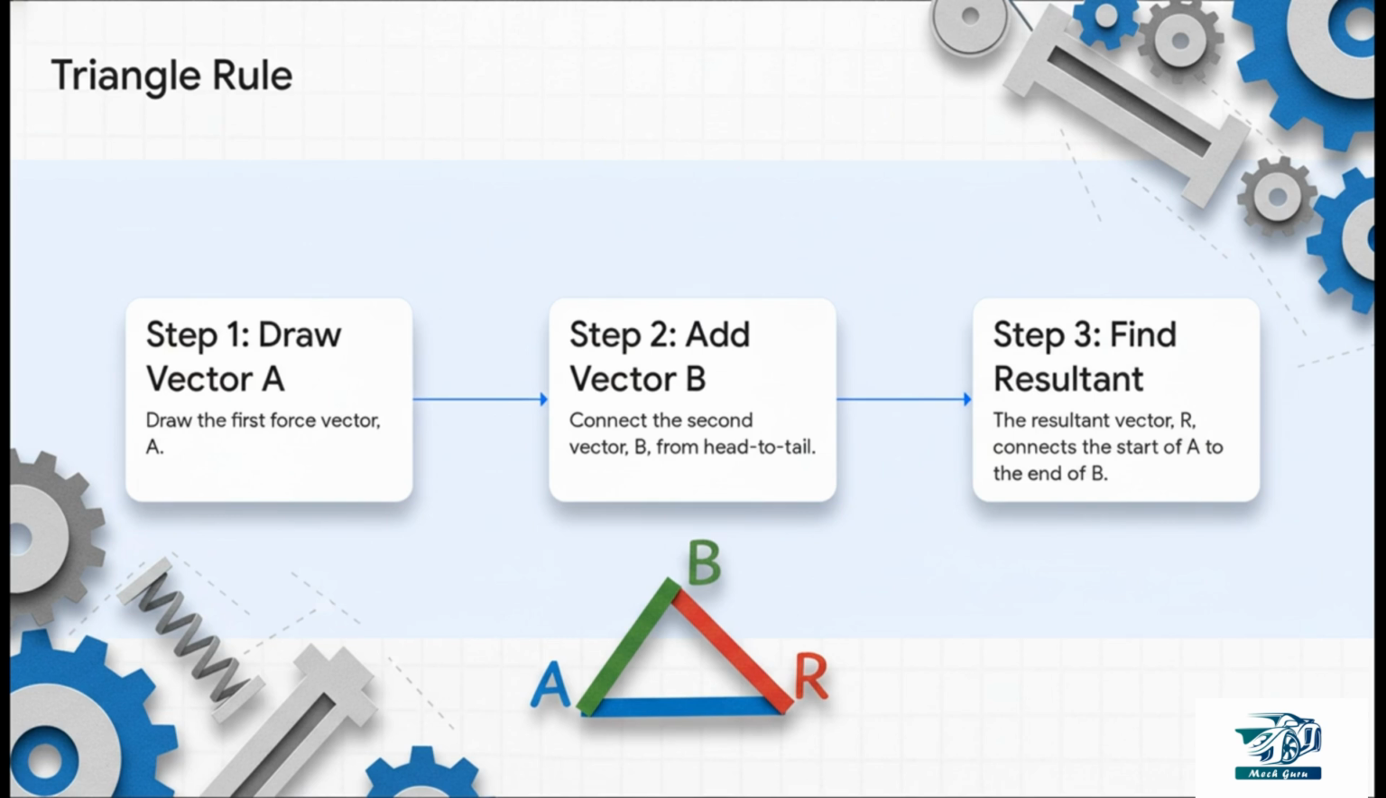Graphically, we use a really simple method called the triangle rule. It works just like this. First, you draw your first vector. We'll call it A. That's your walk north. Then, right from the tip of that first arrow, you draw your second vector, B, connecting them head to tail. That's your walk east. The resultant, R, is simply the one arrow that connects where you started to where you ended. That's it. It represents the combined effect of both of those separate moves.